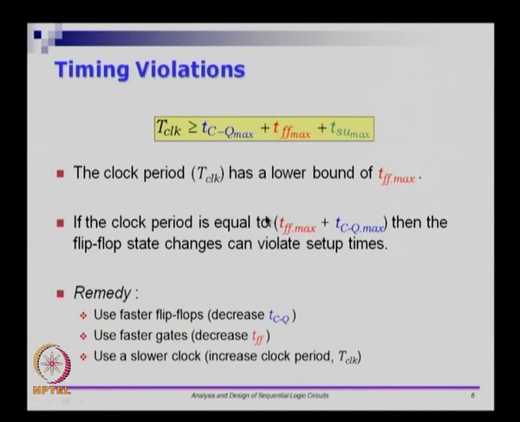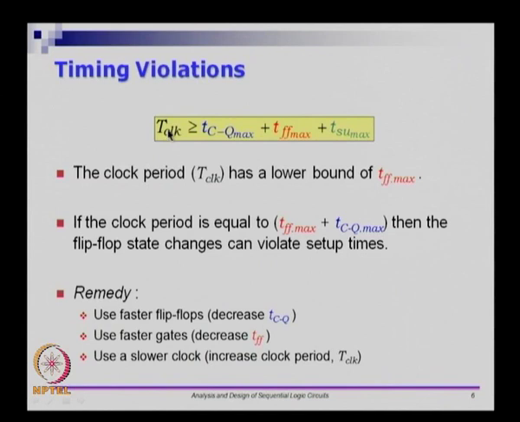Then if the clock period is equal to TFF max plus TCQ max, let us assume that T clock is not greater than or equal to this sum, it is only just greater than CQ plus TFF. Then the flip flop is said to violate the setup time. You want T clock to be greater than this summation, however you are not able to satisfy it, then I can bring down any of these quantities and make T clock greater than or equal to this.